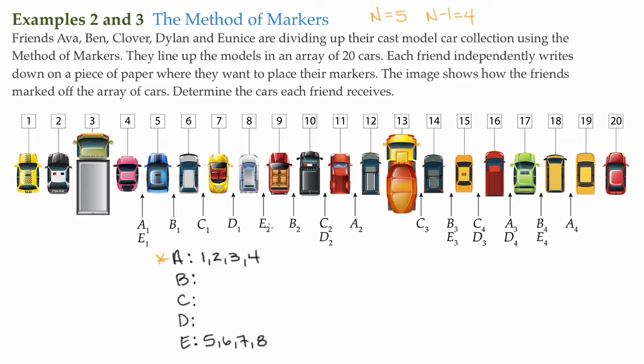Again, we move on down the array until we come to the third marker. The third one here is Clover. So she's going to get all the cards between her second marker and her third marker. So she's going to get cards 11, 12, and 13.